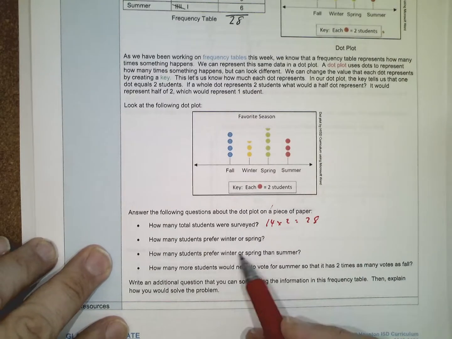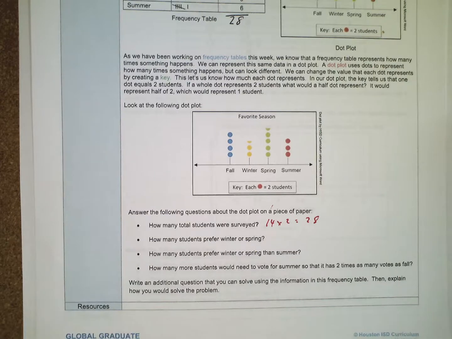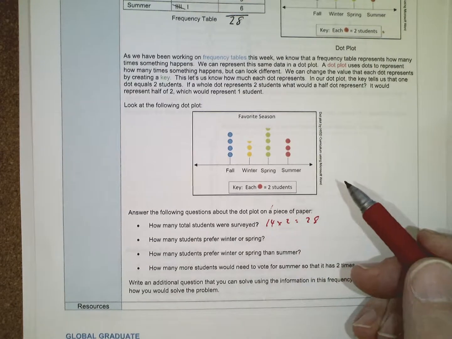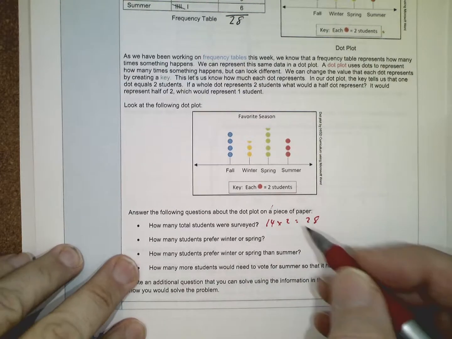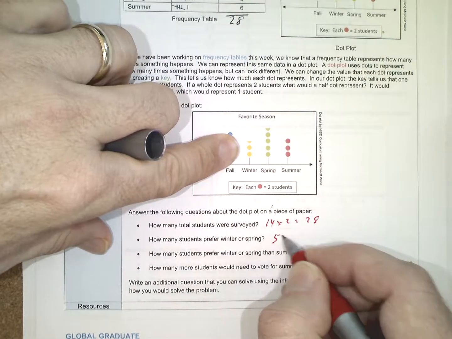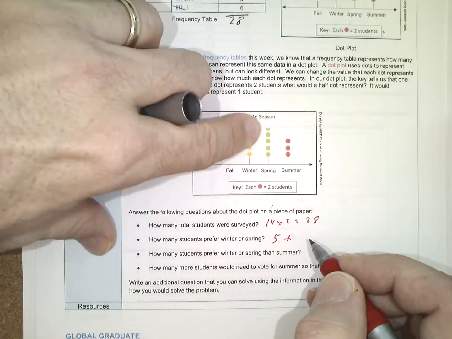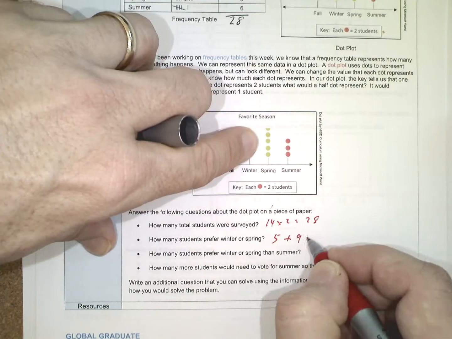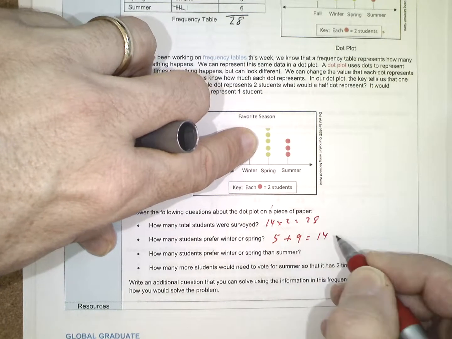How many students prefer winter or spring? Which means now we have to take winter and spring and add them together. So winter is 5, and then spring is 9. So we have a total of 14.